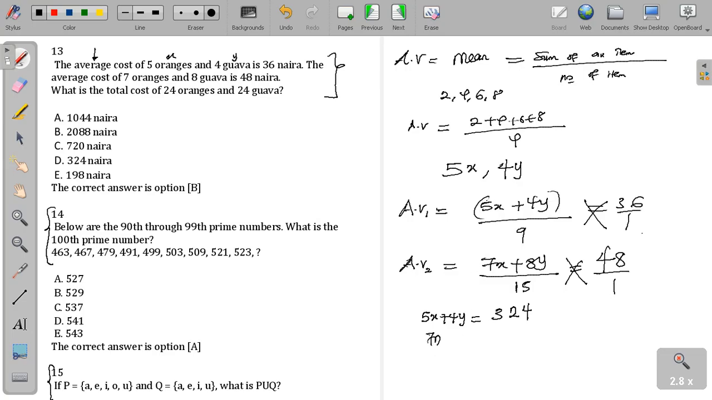Now that we have 324, what of the second equation for the second average cost? We have it as 7x plus 8y multiplied by 1, and I'll still have the same thing. And then 15 times 48, what would that give us, guys? 720. Thank you. Now, can I solve this simultaneously? Yes.